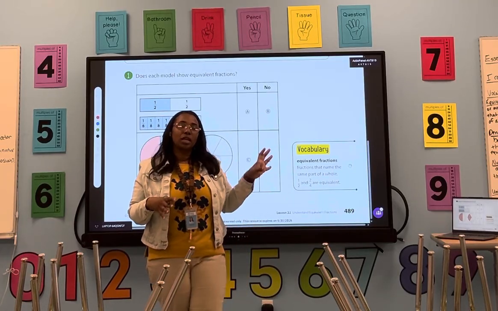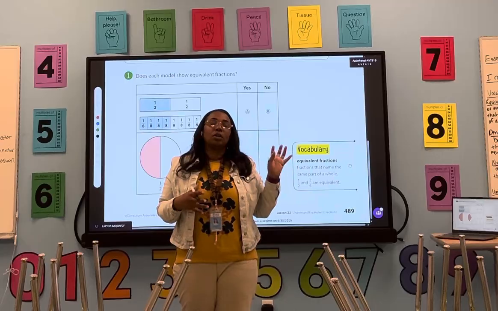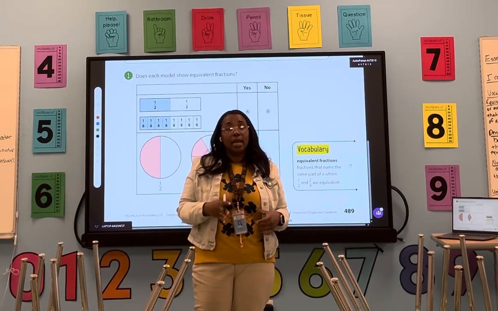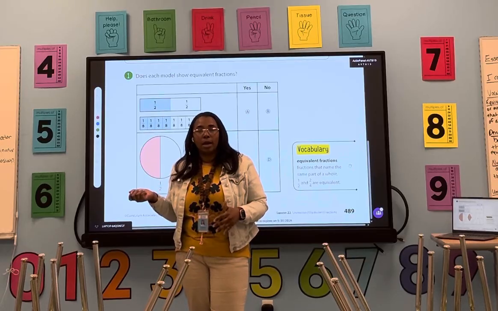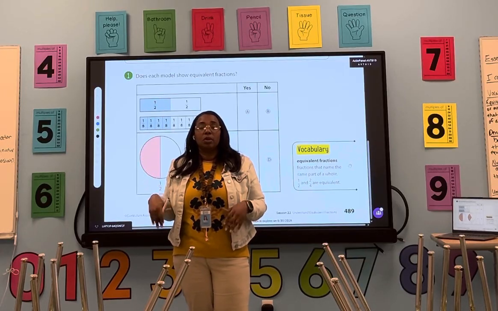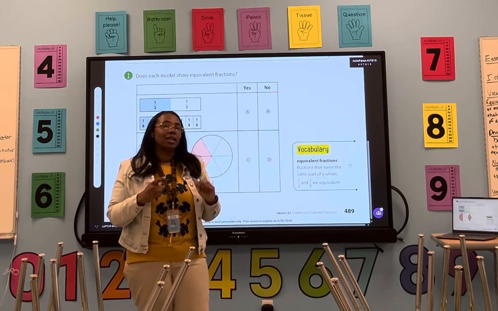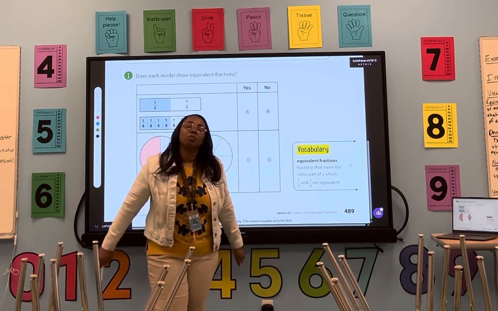Yesterday we more so looked at equivalent fractions that dealt with models, looking at shapes. Today we more so focus on our number lines, and we did look at a few fraction bars as well. So we're going to go ahead and jump right on in because I don't want to keep you long.